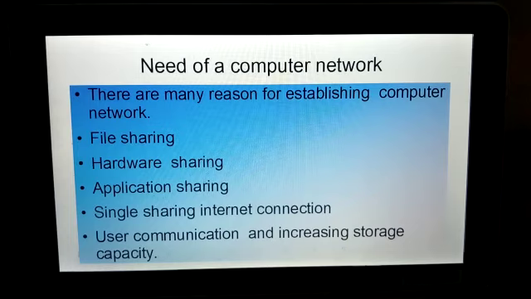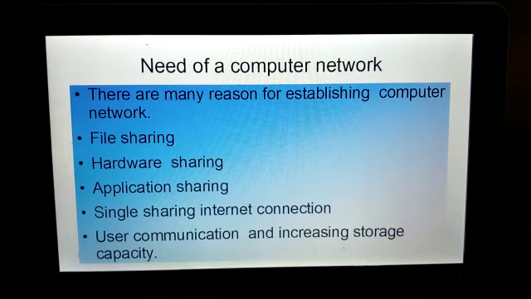Single shared internet connection. It means the network at your home or office, you can share with more than one user. User communication. Networks also allow users to communicate using email, news groups, video conferencing, etc. So communication with people sitting at different locations is possible due to a network. A conference is the best example of user communication, your video calls, your video chatting also.